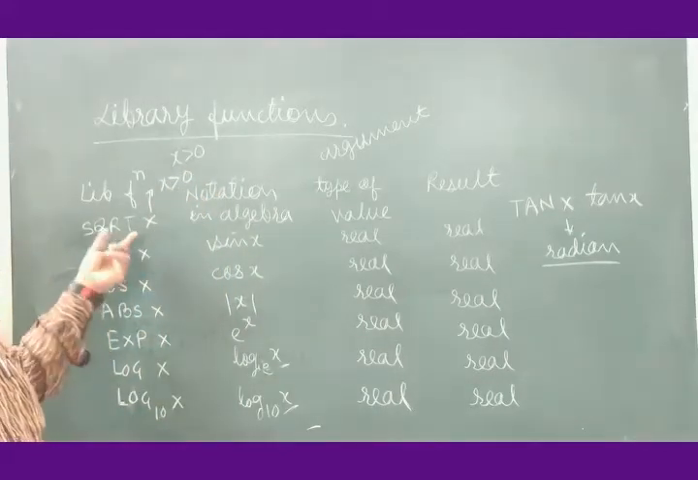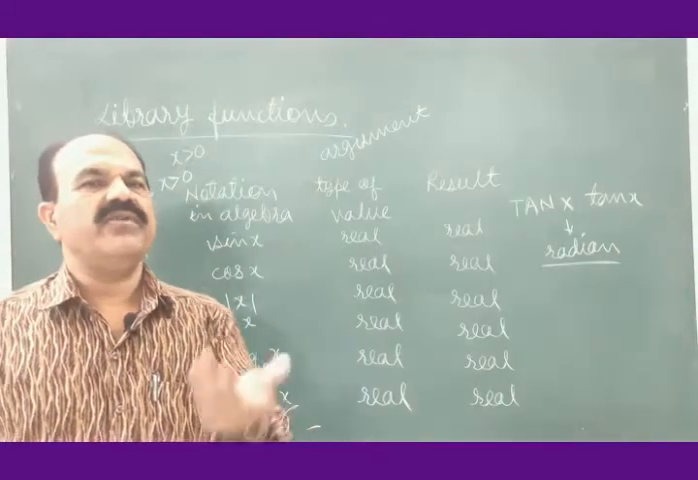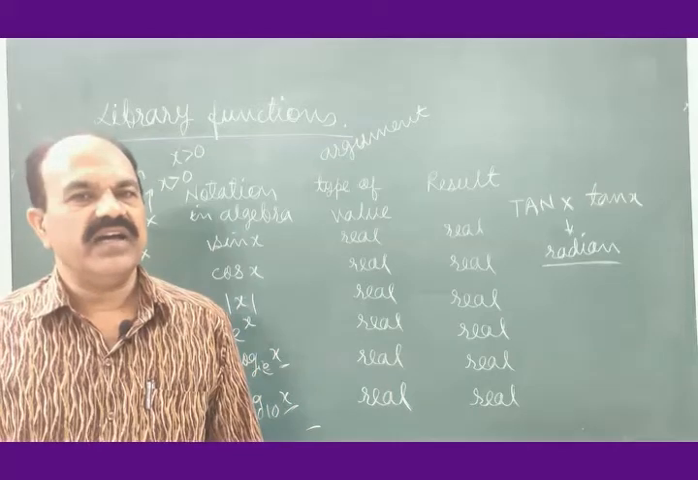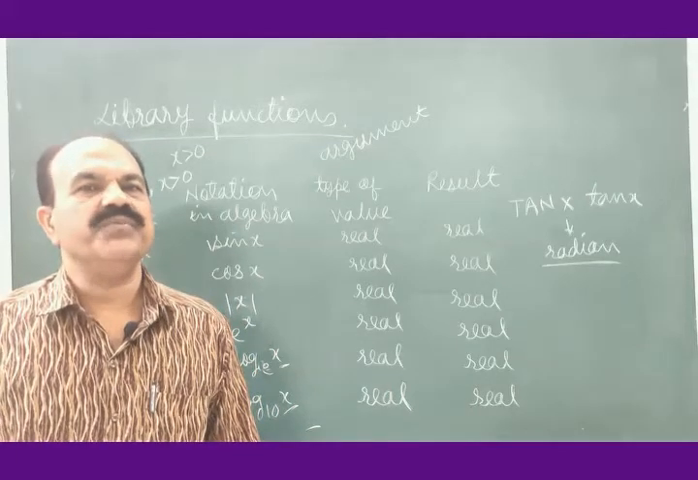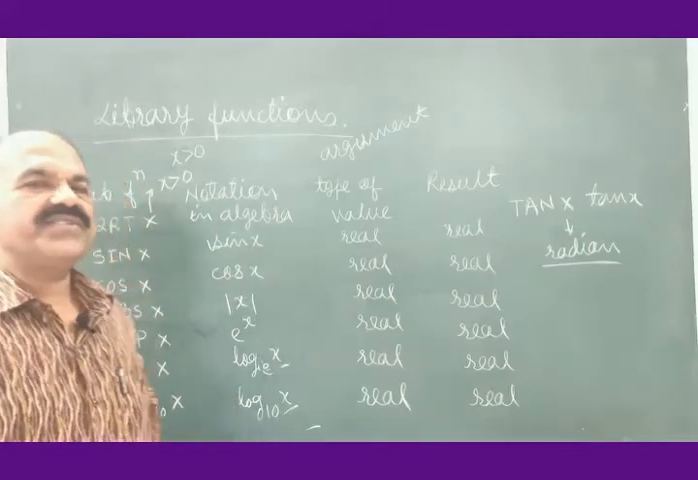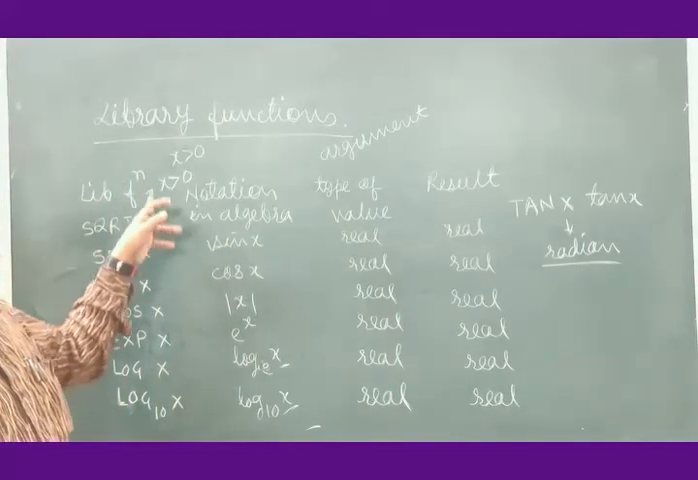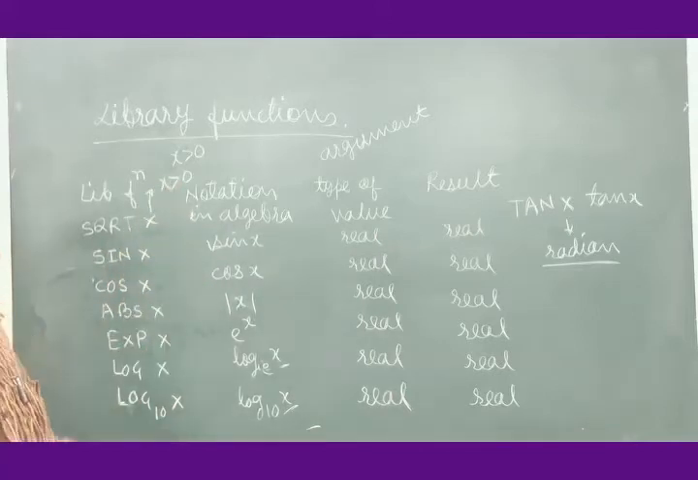If it is negative, you will have the square root of a negative term. That will not be a real result. It will give you an imaginary result. To avoid this, argument x should be greater than 0. These are some library functions.